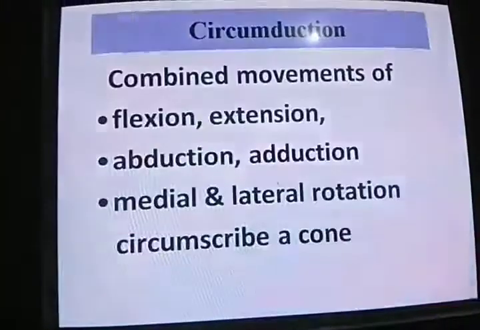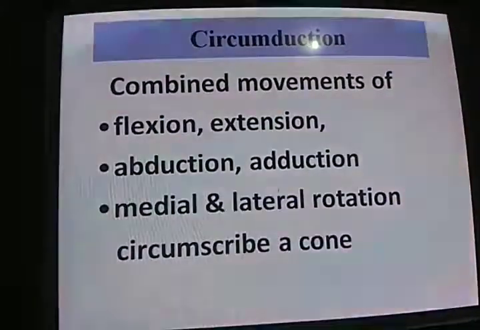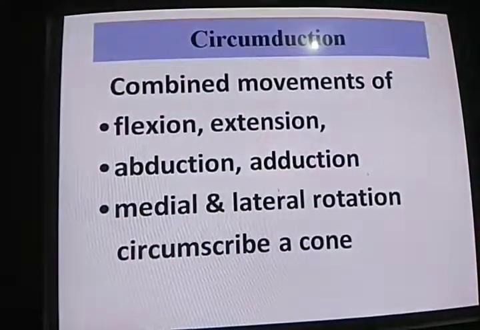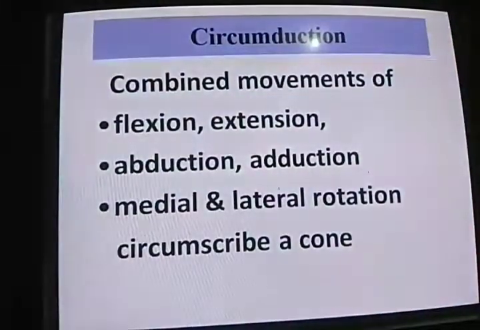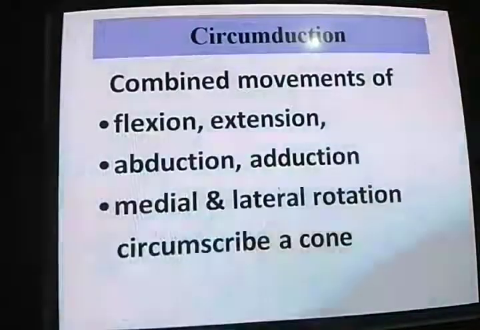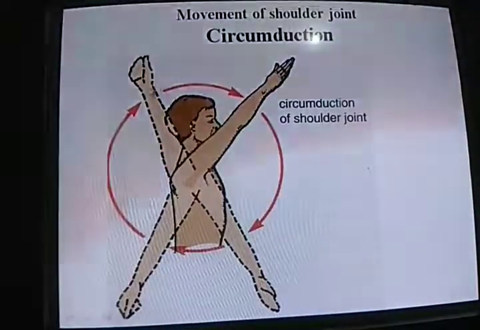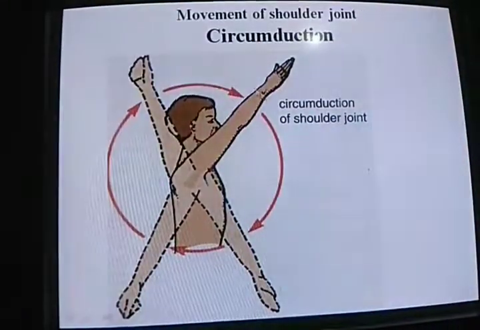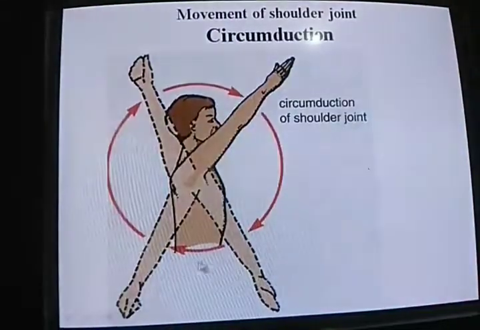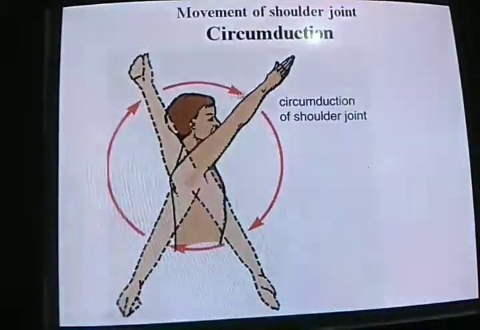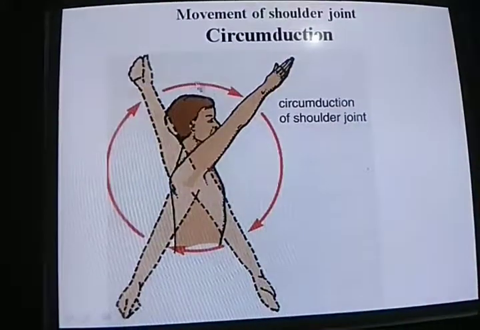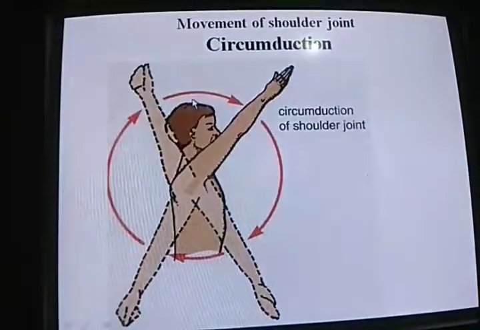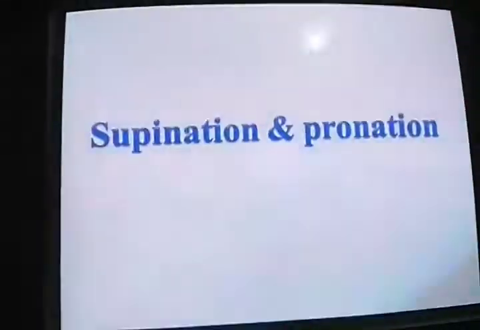Circumduction. Circumduction means the combined movement of flexion, extension, abduction, adduction, and medial and lateral rotations, which circumscribes a cone. By using the forearm, if we make a circular area, all these movements are necessary to make this circular area. So this is known as circumduction.